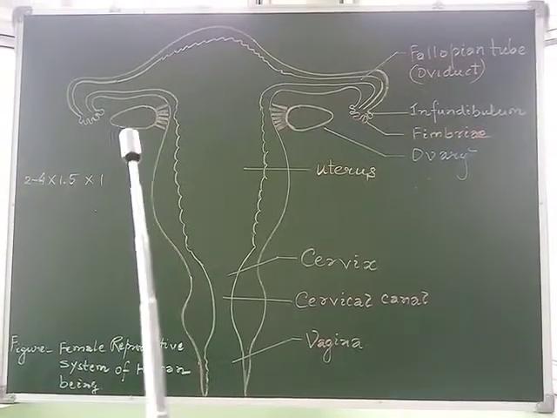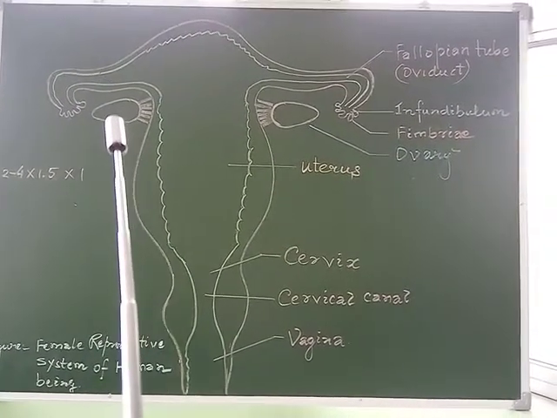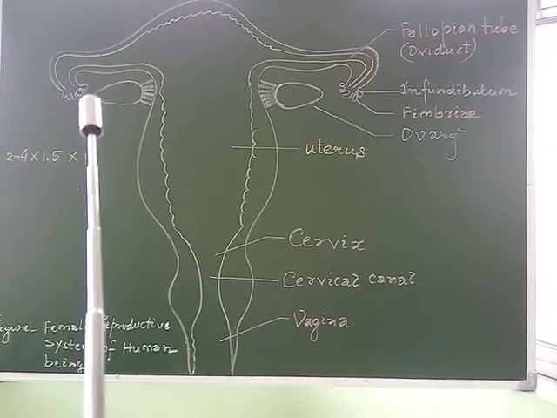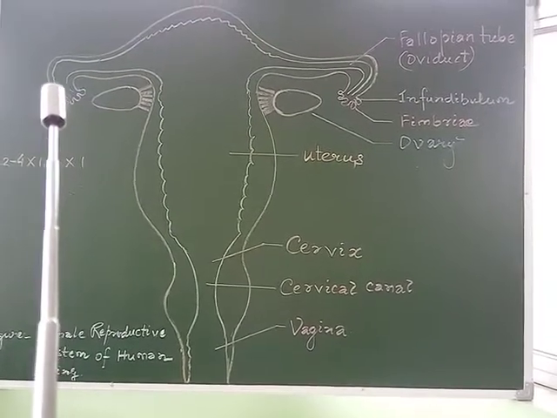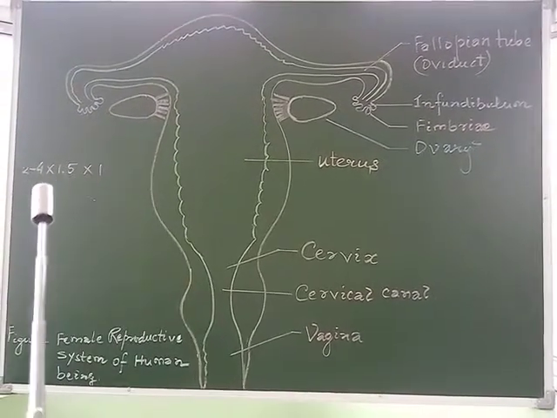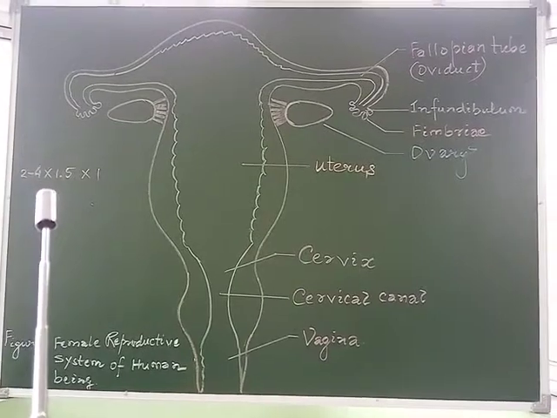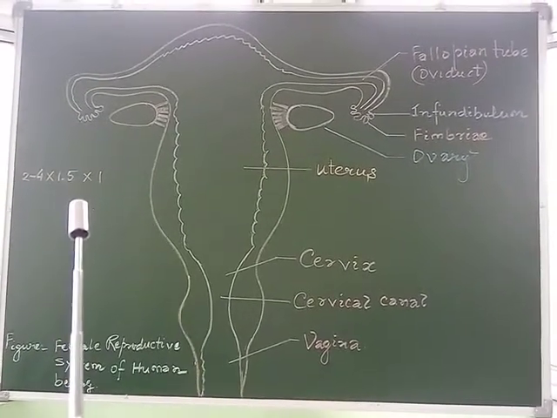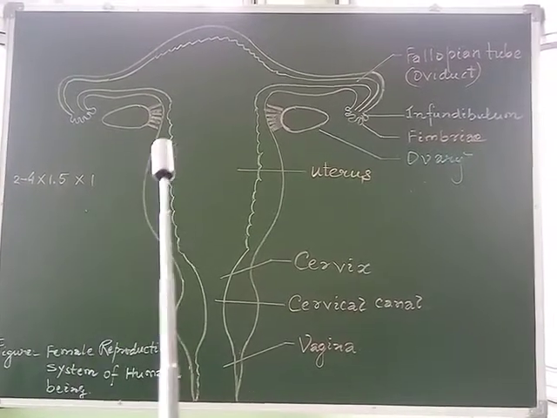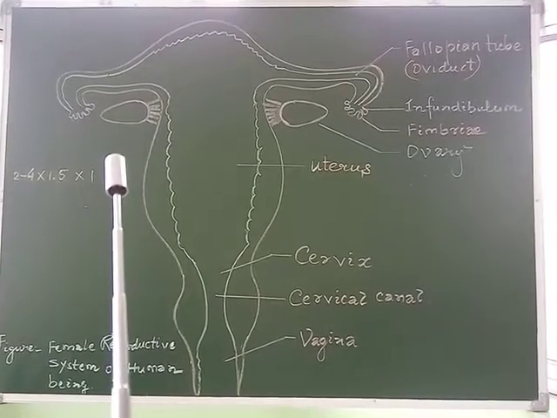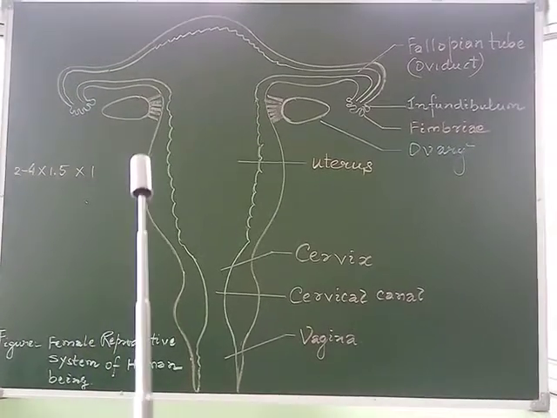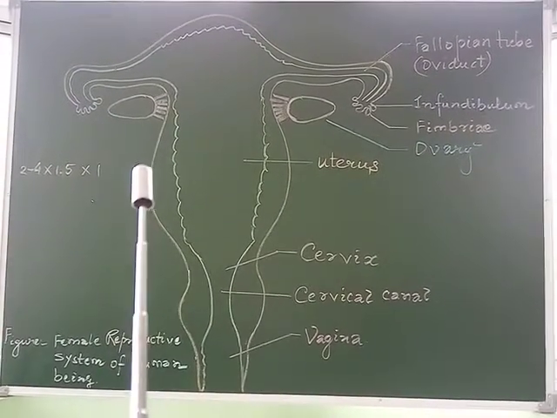So, as we have discussed, the female reproductive system consists of a pair of ovaries. The ovaries are almond shaped, solid, grayish pink in color, and measure around 2 to 4 centimeters in length, 1.5 centimeters in width, and 1 centimeter in thickness. Each ovary lies near the kidney of its side. It is also suspended from the dorsal body wall.